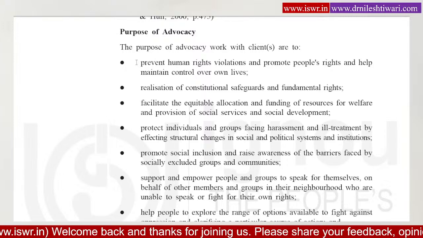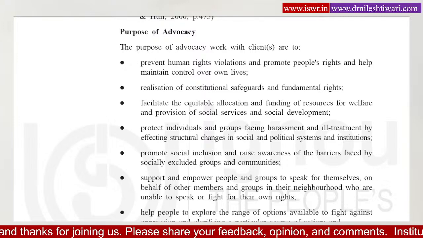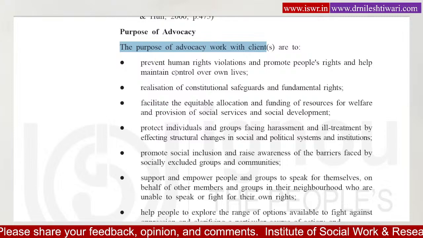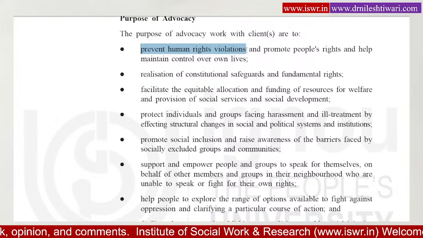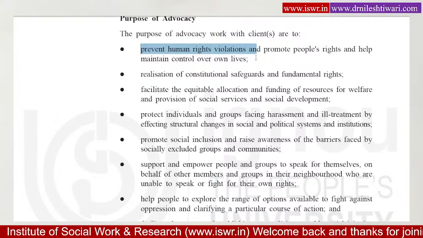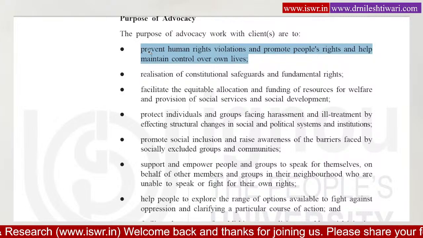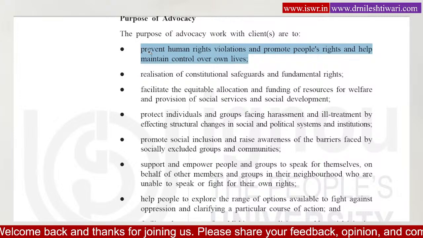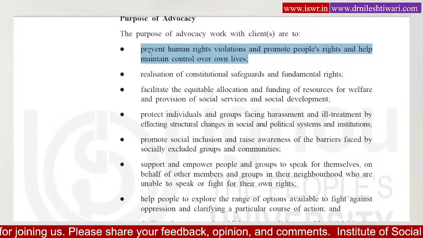What is the purpose of advocacy? The purpose of advocacy work with the clients is mentioned here. Number one is to prevent human rights violations, promote people's rights and help maintain control over their lives. You go to various areas, various villages of our country, you will find there are several very minor petty cases where people do not get their basic human rights.